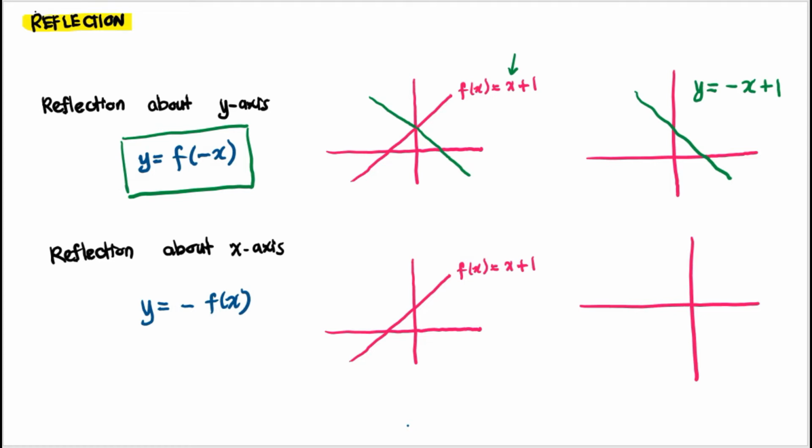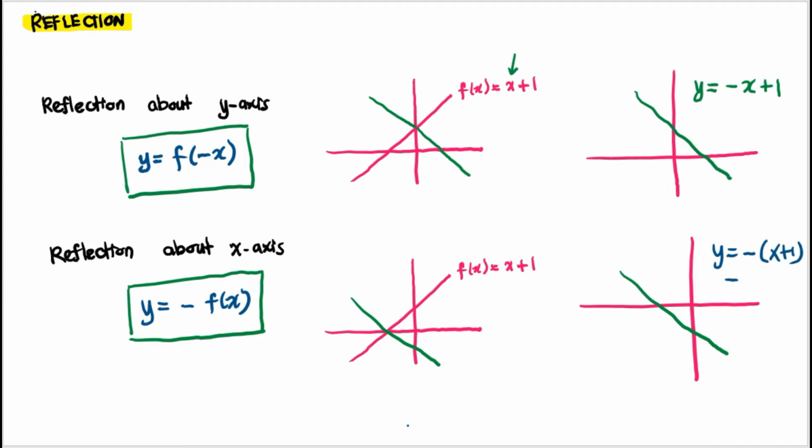But if we have the reflection about the x-axis, we have the equation y equals negative of f(x), meaning that the reflection of this graph about the x-axis will be something like this. So we have this graph. It is actually y equals negative of f(x), where f(x) is x plus 1. In this case, this is negative x minus 1. It is a reflection of x plus 1 about the x-axis.